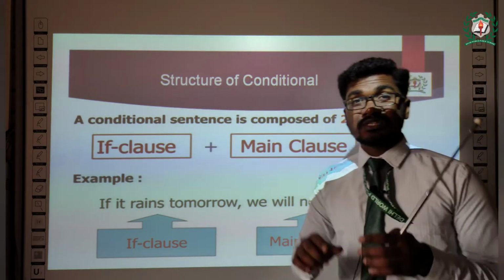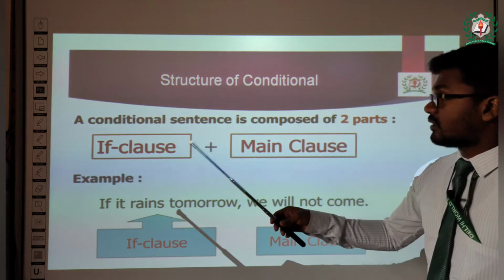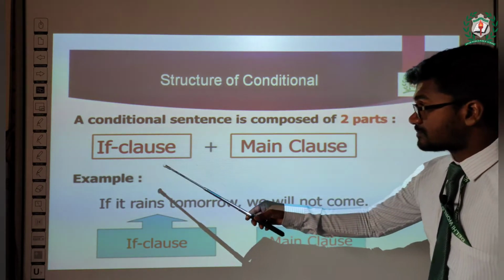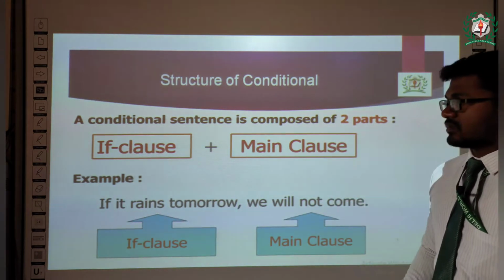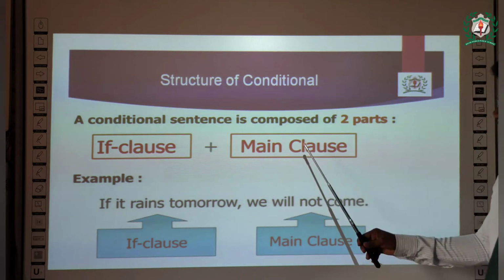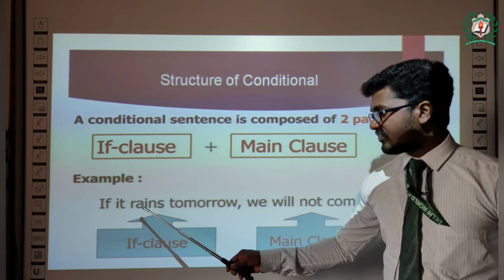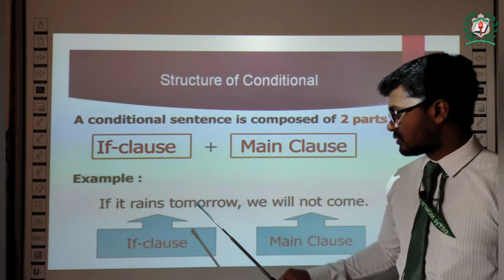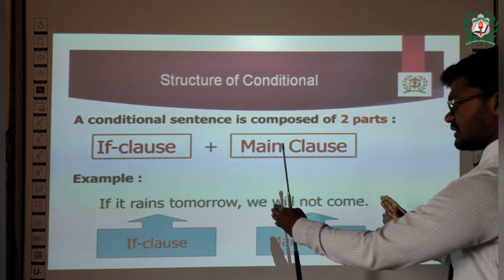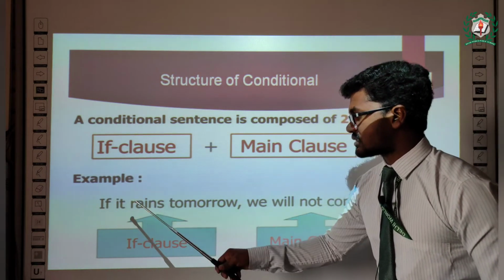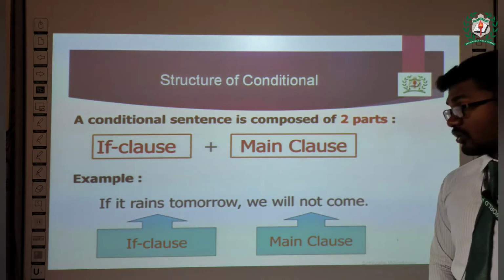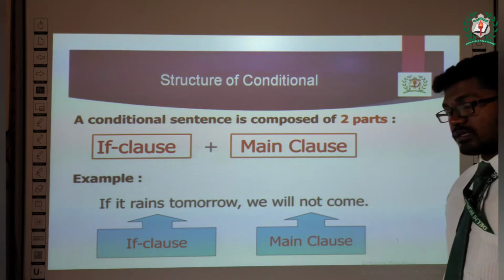Let's see the structure of a conditional. How is the structure of the sentence? A conditional sentence is composed of two parts. We have already seen it in the earlier slide. If clause plus main clause: first part of the sentence, second part of the sentence. If it rains tomorrow, that is the if clause. A comma is given here. It divides the first part of the sentence and the second part of the sentence. If it rains tomorrow, we will not come.